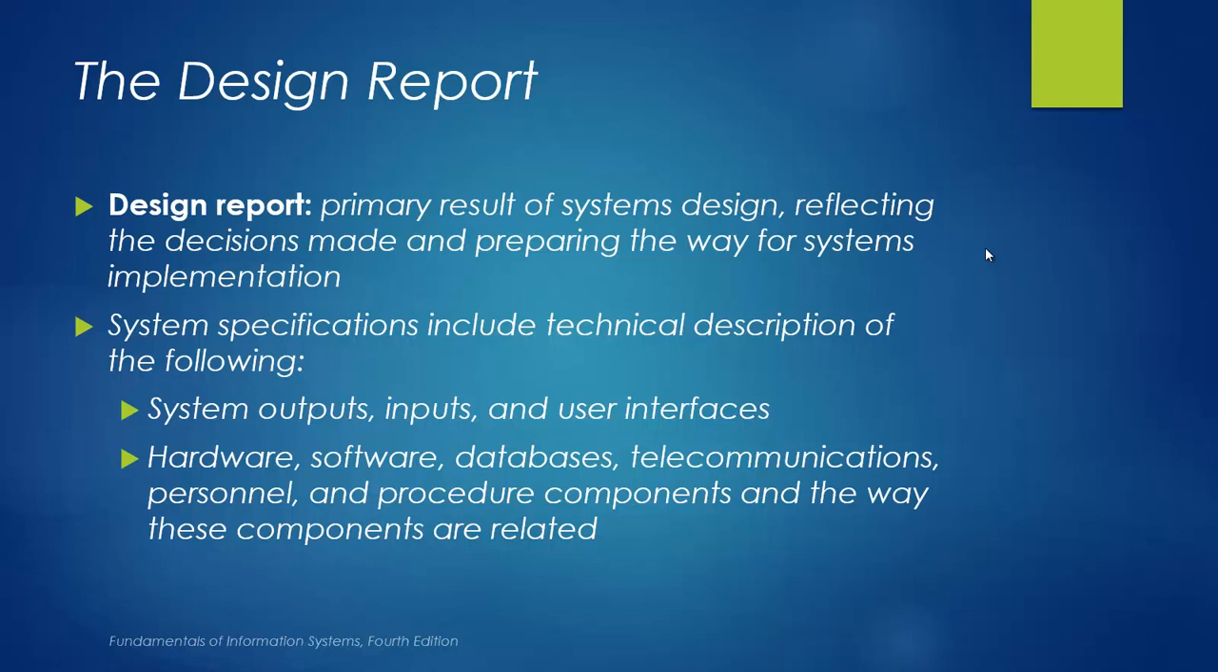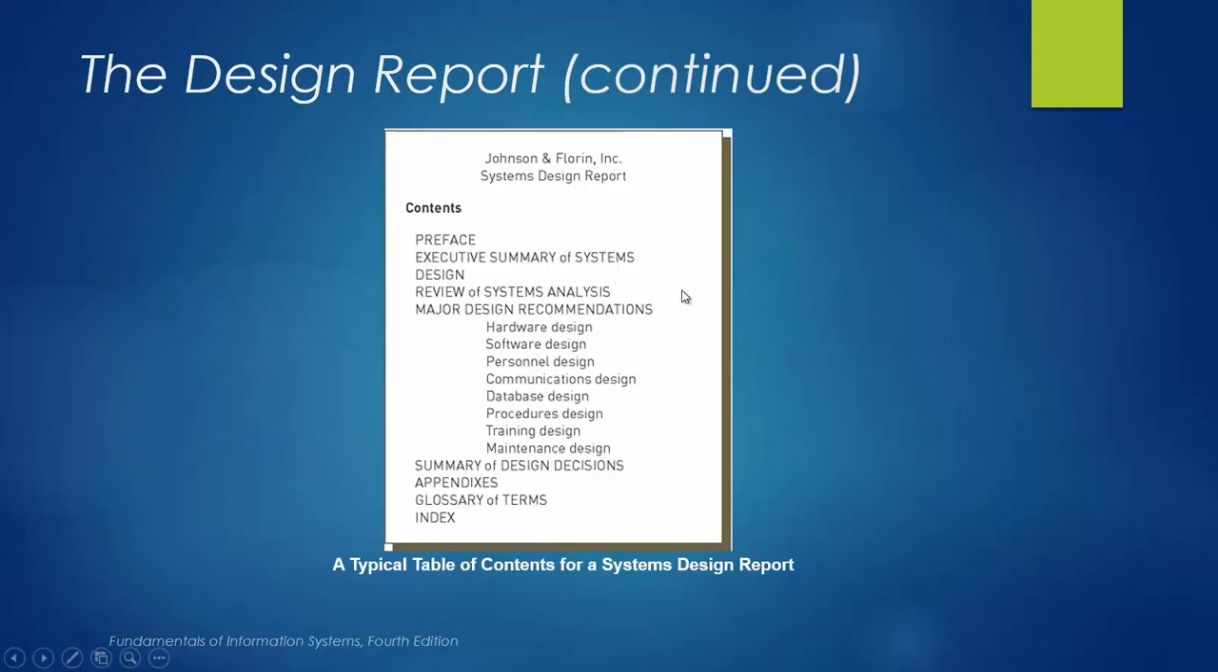System specifications include technical description of the following: system output, input, and user interfaces, the hardware, the software, databases, telecommunications, personnel, and procedure components, and the way these components are related to each other and to the surrounding environment. This is a sample of the table of contents for a design report.